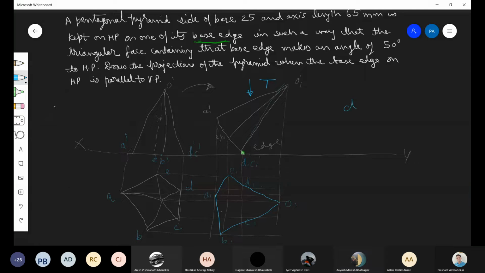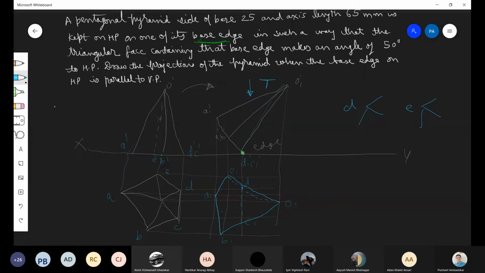So if I say a point is not visible, then 3 edges going from these points should be dotted. So which are the 3 edges from D? D to E will be dotted. Then D to C and D to O. These 3 will be dotted.